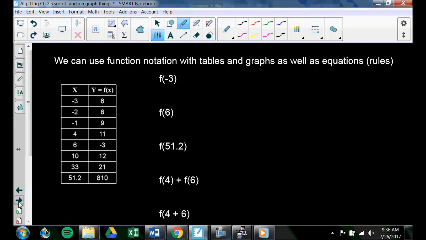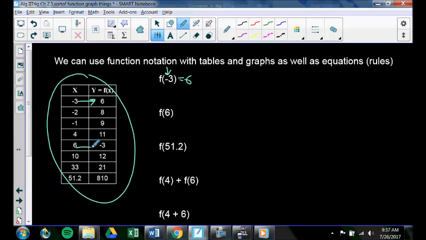So I can use this function notation with a table. Here is my table showing the relation of some new f of x. If the input is -3, that's what this is saying. If the input is -3, what's the output? 6. If the input is 6, the output is -3. Oh, that's kind of interesting. They're like inverses. If the input is 51.2, you get out 810.